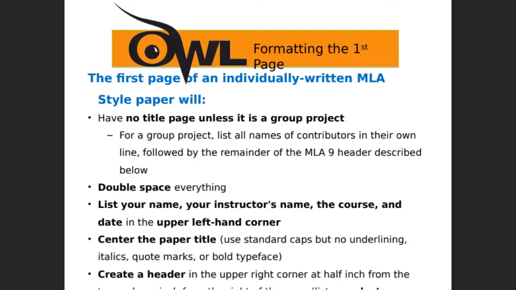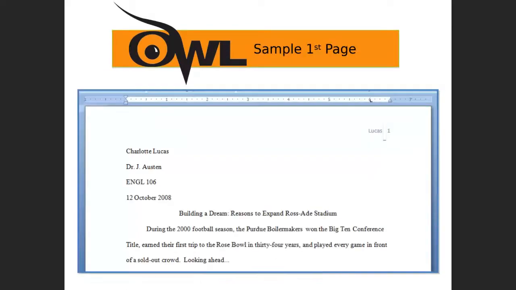And then you're going to create a header in the upper right-hand corner, half an inch from the top, with your last name and the page number. And again, if you don't know how to do the page number, for example, Lucas 1 up here, you can look up how to do a page number header in the appropriate format. So here we have an example of Charlotte Lucas.